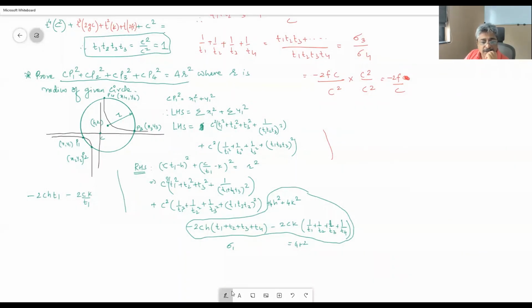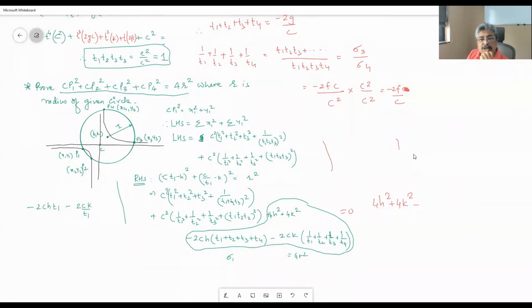so we want this to be equal to 0, so 4h square plus 4k square minus t1 plus t2 plus t3 plus t4 is equal to minus 2g upon c. प्लस येते माझं मध्येच, सर, कारण की h is equal to minus g, तर मग ते minus येते. ओके, दोन आपण वेगवेगळे घेतलेले आहेत तिथे.